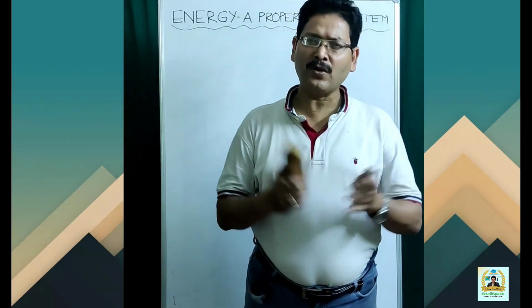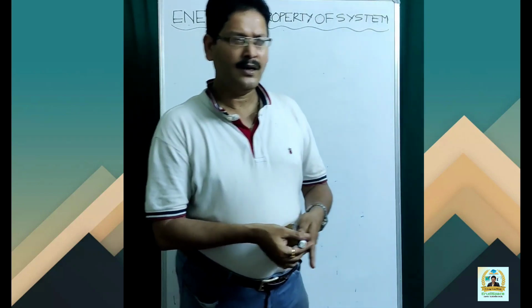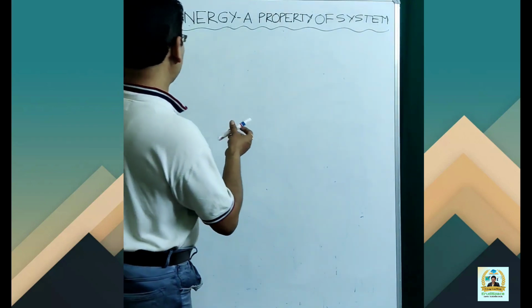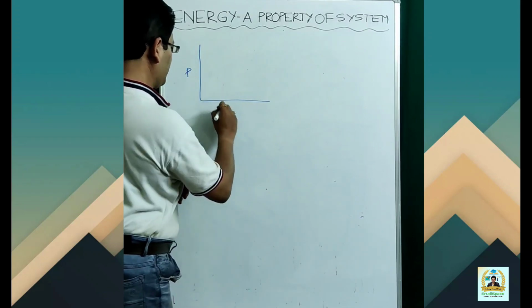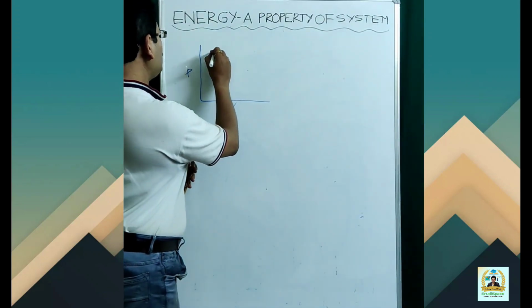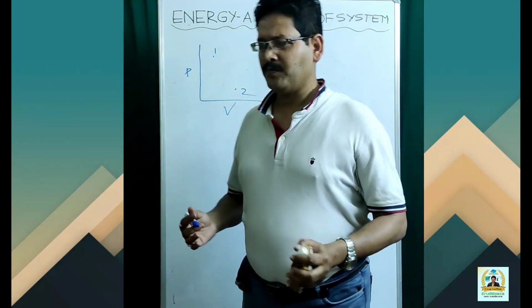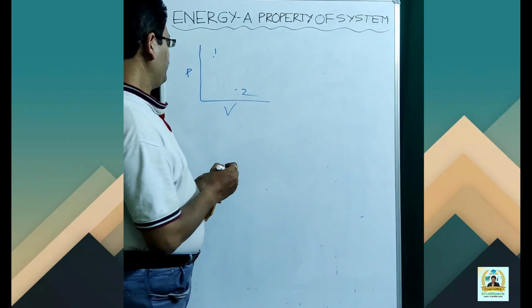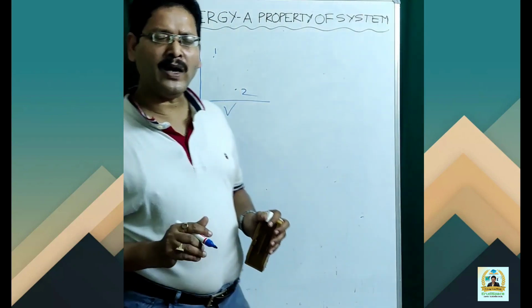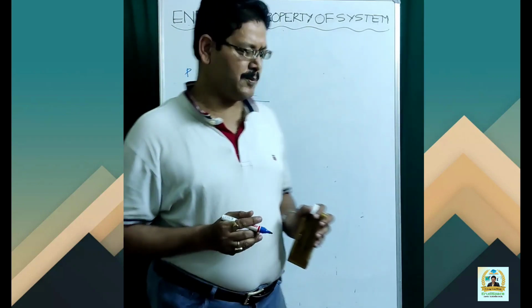All the properties are point functions. That means at a particular state they have particular values. We can discuss this with a specific example. For that, let us consider a PV diagram and consider two states, 1 and 2. Now, suppose consider the case of pressure. Pressure at point 1 has a specific value, and pressure at point 2 has another specific value.